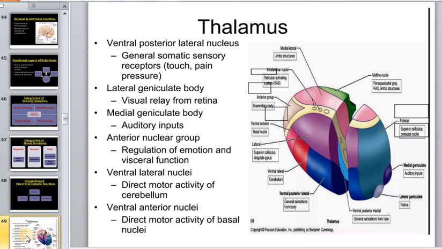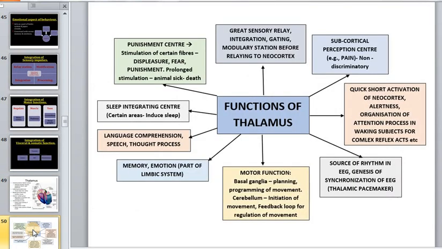So the thalamus: we have the ventral part of the posterior lateral nucleus, lateral geniculate body, medial geniculate body, anterior nuclear group, ventrolateral nuclei, and ventral anterior nuclei. We discussed all this group of nuclei and the function of the thalamus in general on this slide, and we will move on to the next part of the diencephalon.